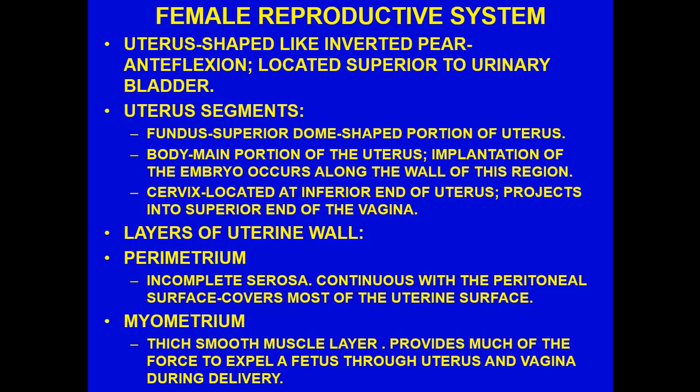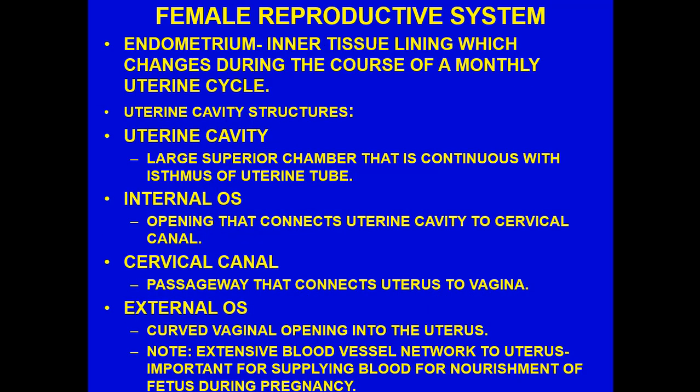The perimetrium is kind of an incomplete serosa. It's continuous with the peritoneal surface, covers most of the uterine surface. This is on sort of the outer layer or outermost part of the uterus. The myometrium, this is a thick, smooth muscle layer. Sorry about the typo there. It provides much of the force to expel a fetus through the uterus and the vagina during delivery. And the innermost tissue lining is the endometrium. Now, this changes during the course of a monthly uterine cycle.